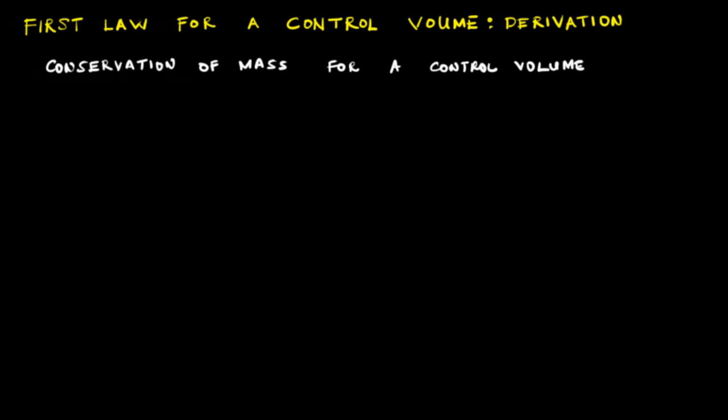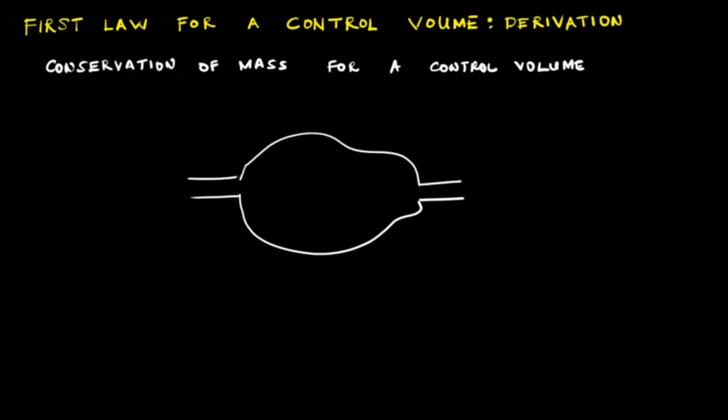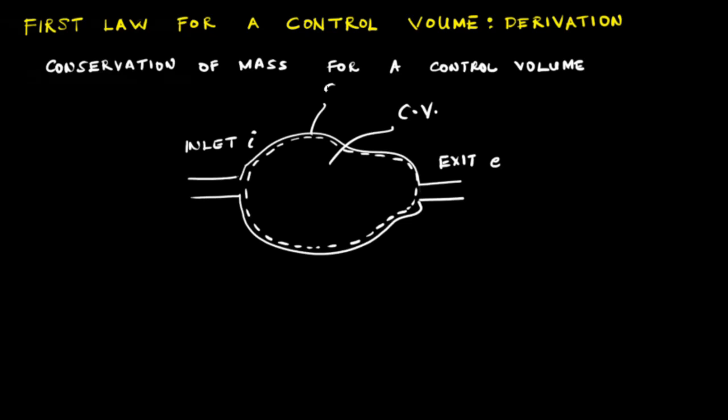So let's begin by discussing the conservation of mass, and to do so, let's consider a general control volume system. Let's say this is an open system with one inlet and one exit. We'll denote the inlet by I and the exit by E. This is an open system, so we'll analyze it using a control volume approach. This dashed line is the control volume that we are interested in. This is my control volume, and the boundary of the control volume is called a control surface.